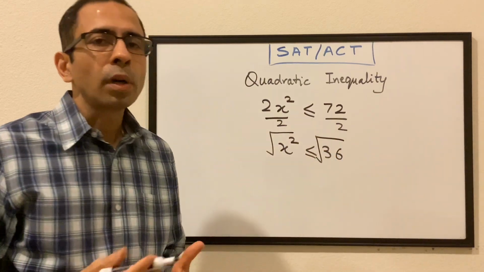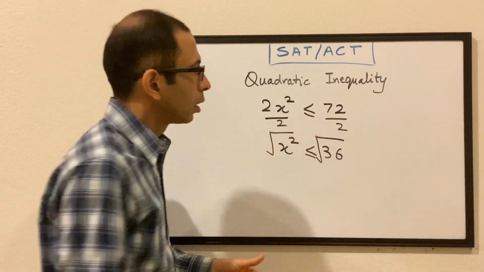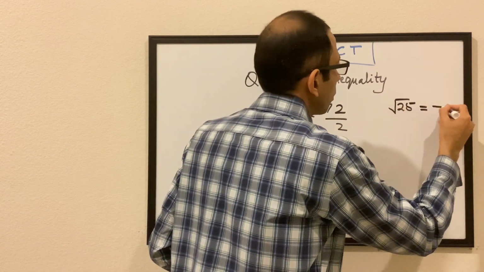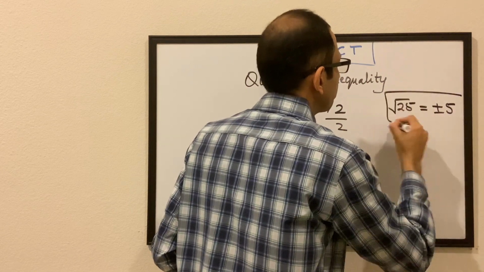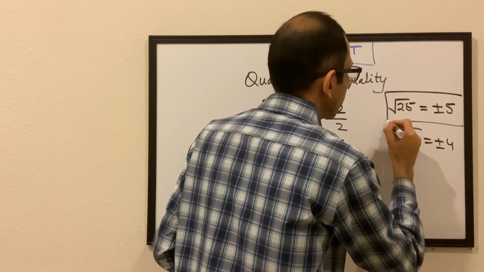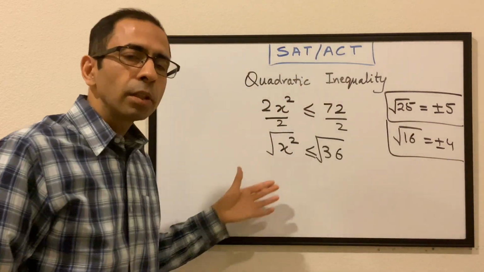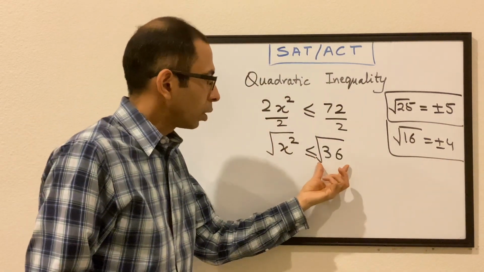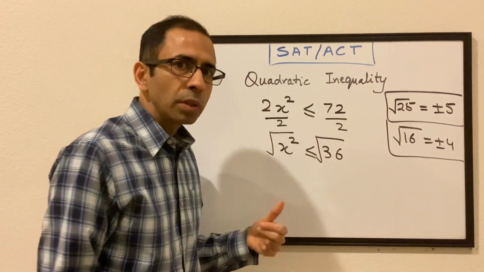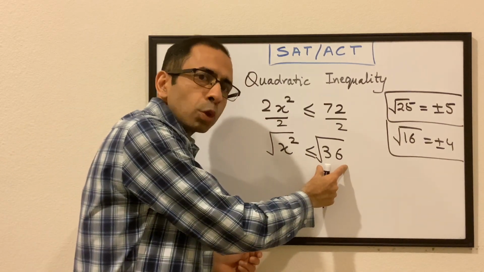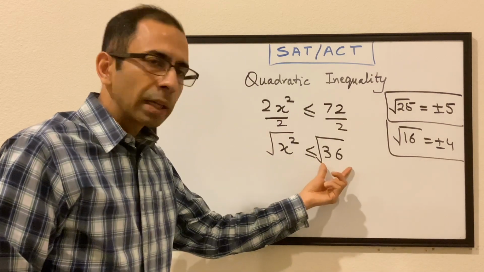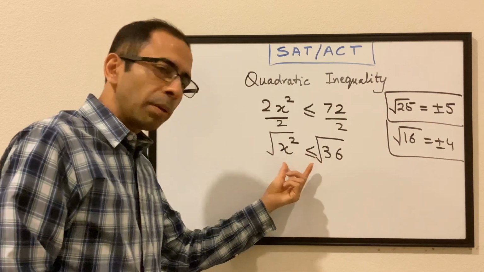Now, as we know, the square root of a number is both plus and minus, right? So the square root of, let's say, 25 is plus and minus 5, right? The square root of 16 is plus and minus 4, correct? So when we're taking the square root on both sides, the square root of 36 will give us plus 6 and minus 6. But what we have to do is that when we take the positive value of this square root, we keep the same sign of the inequality, and when we take the negative value of the square root, then we flip the sign.